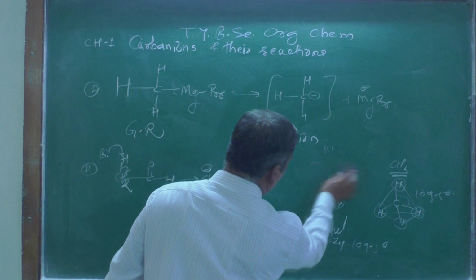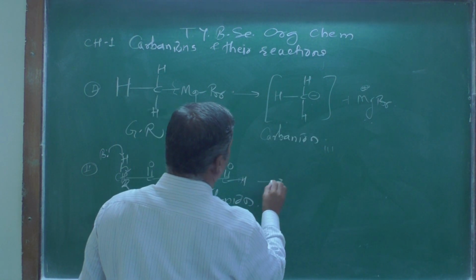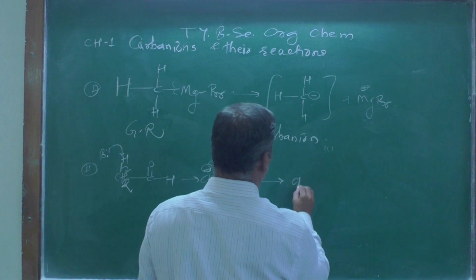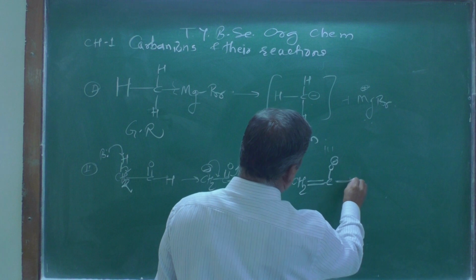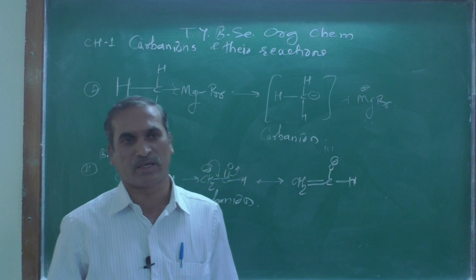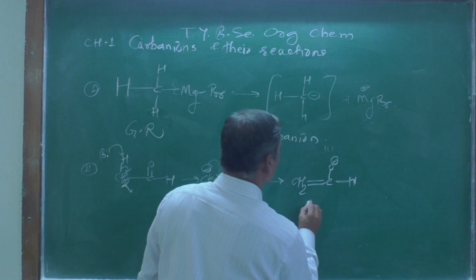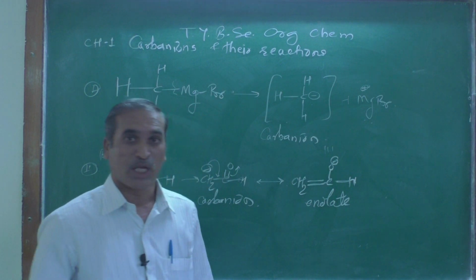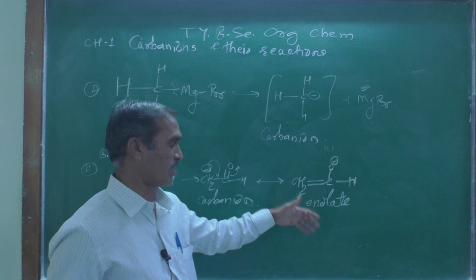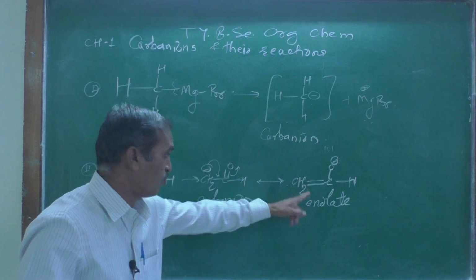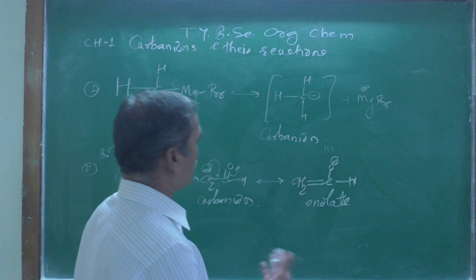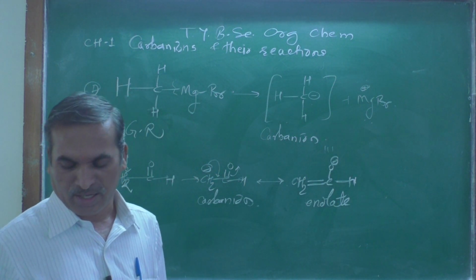electron withdrawing group, and therefore, in this resonating structure, the carbanion is well stabilized by the electron withdrawing group, and you get CH2 double bond C-O minus and H. When the negative charge is present on the more electronegative atom, that species is more stable, and this is called an enolate. This species is called an enolate. When the negative charge is on the more electronegative atom, that type of species is called an enolate. The enolate is more stable than the carbanion in this particular case, remember, because the oxygen atom carries the negative charge.